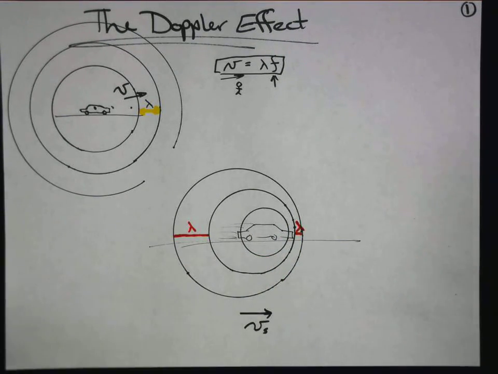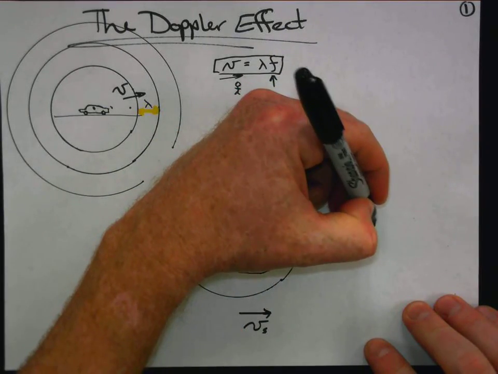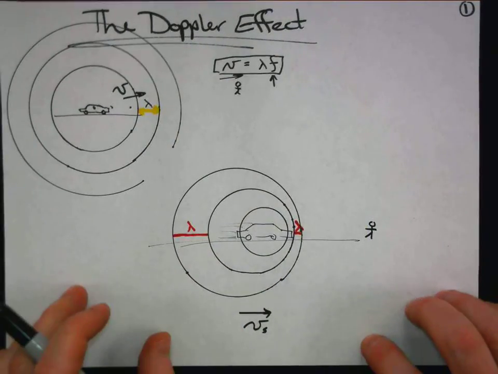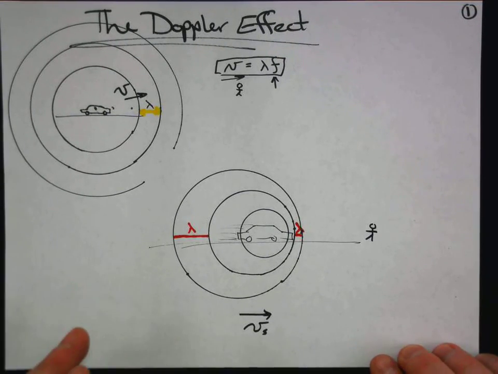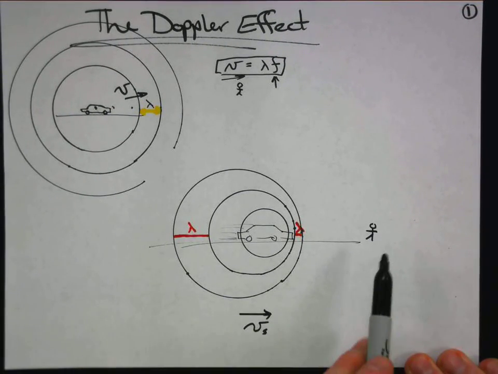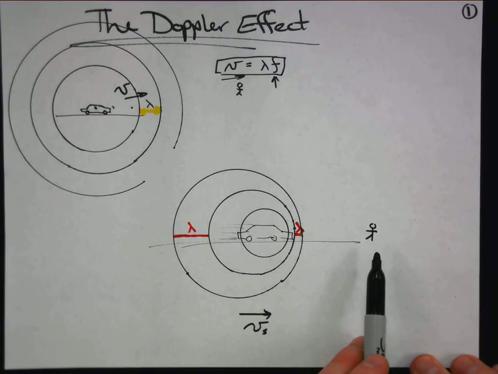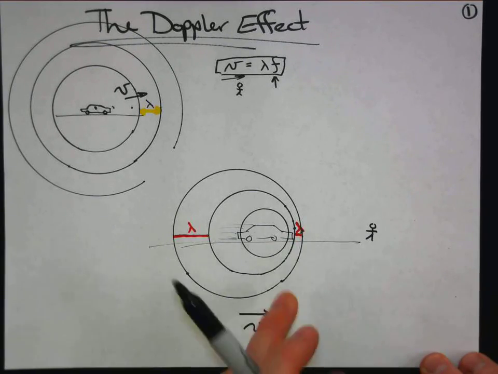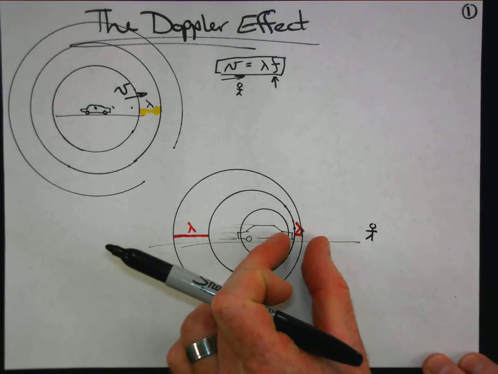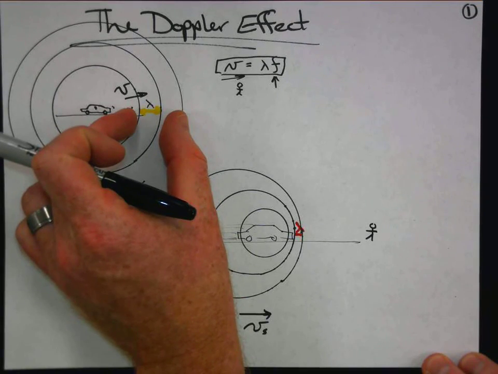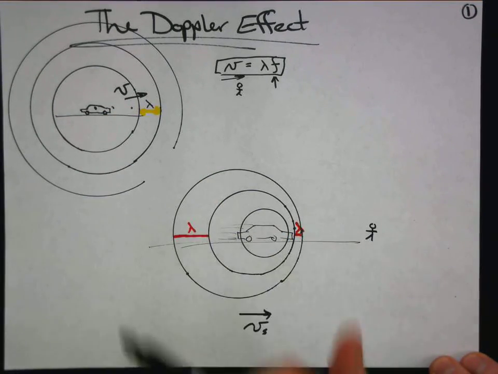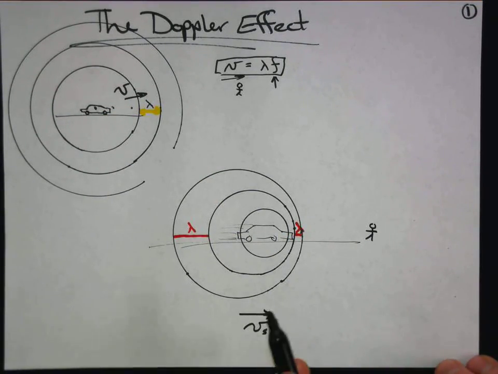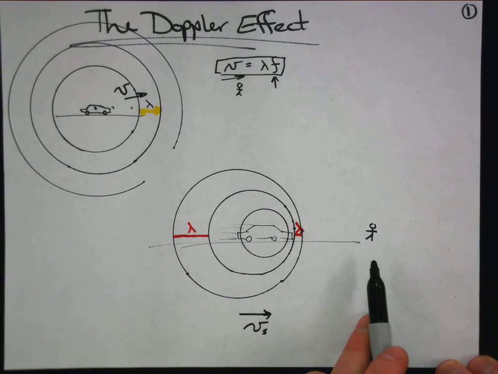And here's the deal. What if there's an observer in front of the car, over here? Yay, I'm observing sound waves, I can hear them. So the observer in front of the car receives compressed wavelengths. These wavelengths, as they get to the observer, are shorter than they used to be because of the car's motion. They're compressed wavelengths. So this observer detects a higher frequency.